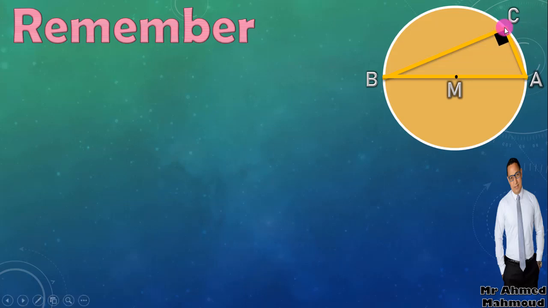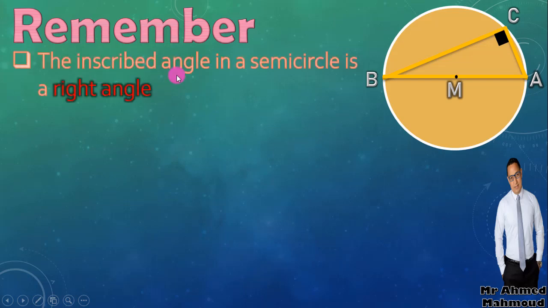The inscribed angle equals half the subtended arc. Here, angle C subtends arc AB, so angle C equals half the measure of arc AB, and arc AB equals 180, so angle C is right. The rule says that an inscribed angle in a semicircle, or subtended by a diameter, is a right angle. This is the rule.